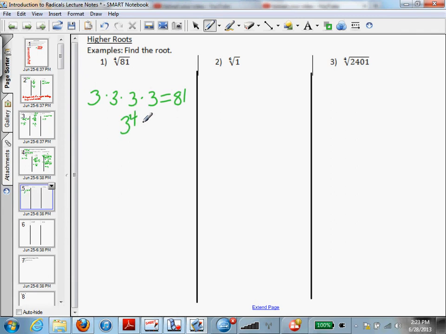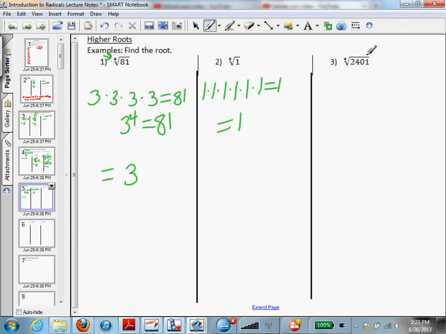So you can write that as 3 to the 4th gives you 81. So we say the index is 4, and that's the same as the 4th root. So those are inverses of each other. So the answer is actually 3. Okay, again, if you multiply 1 times 1 times 1 times 1 times 1 times 1, you're still going to get 1. So the answer here is 1, because no matter how many times you multiply 1 by itself, you're still going to get 1.